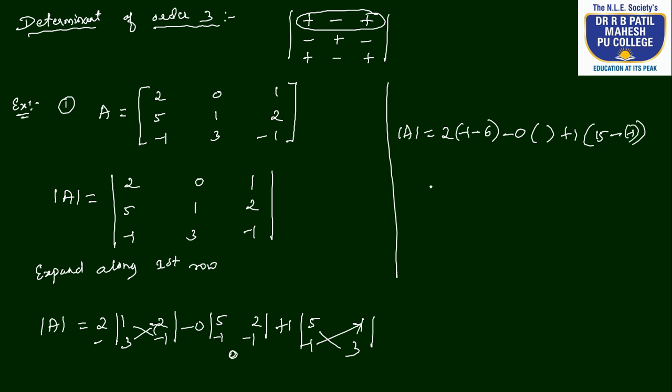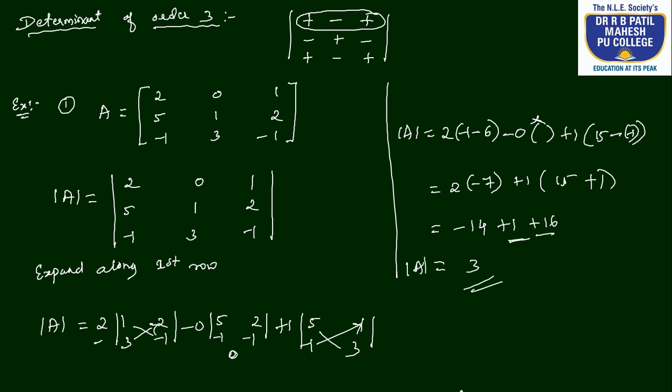2 into minus 7, 0, again neglect it, plus 1 into 15 minus of minus will become plus 1. So this is going to be minus 14 plus 1. 15 plus 1 is 16. Then 16 plus 1 is 17. 17 minus 14 is 3. So this is the determinant of the given matrix of order 3 cross 3. Hope you understood. The same method you follow for all 3 cross 3 matrices to find the determinant.